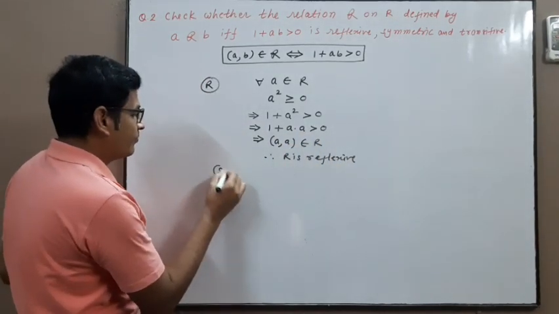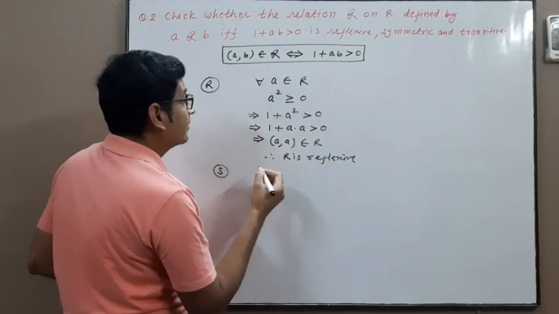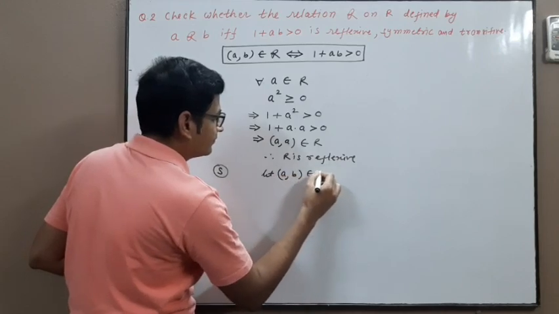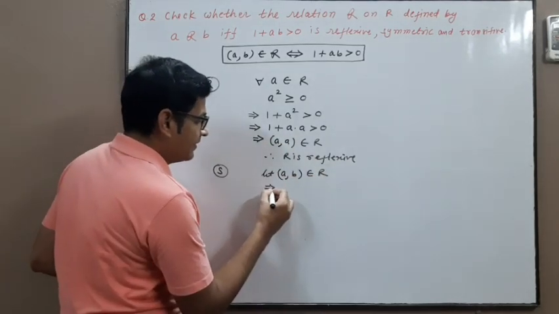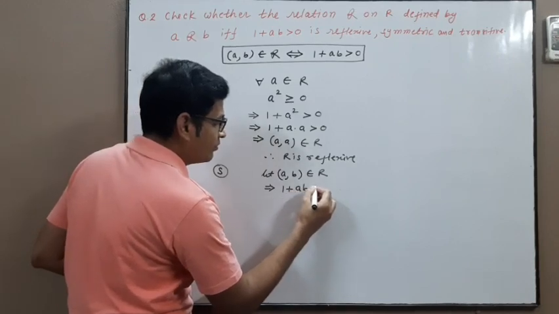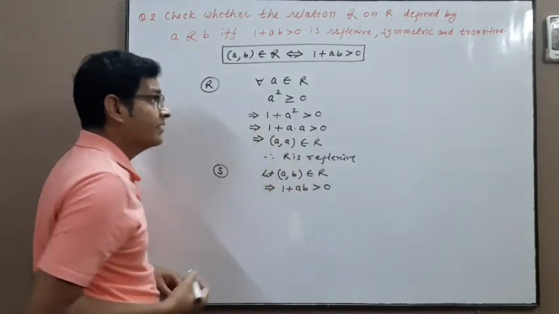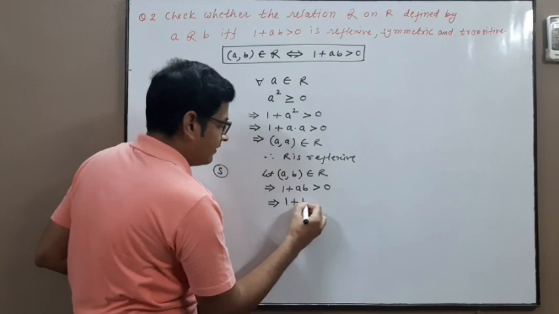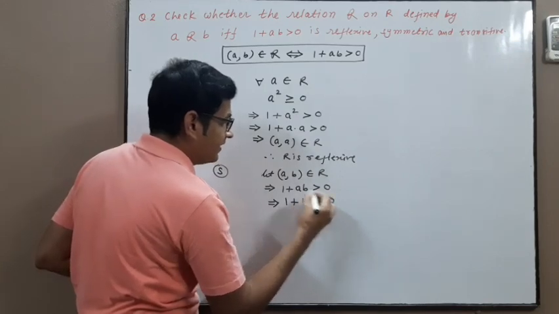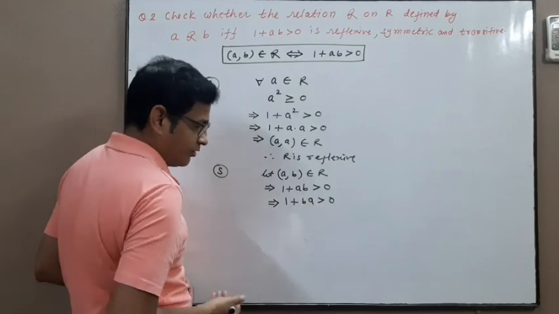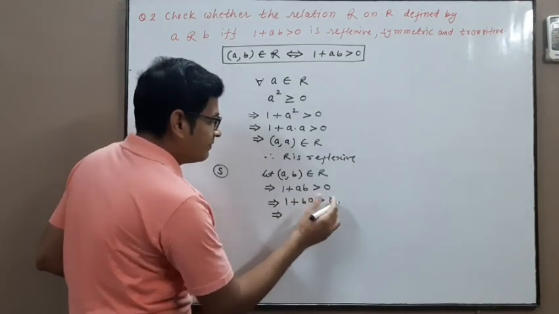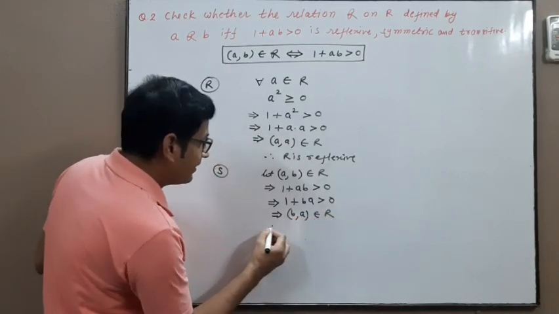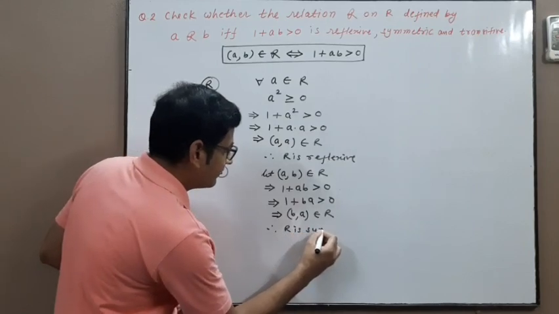For symmetric, let (a, b) belong to R, which implies 1 + ab > 0 by definition. If we interchange the positions of a and b, then still 1 + ba > 0, because real numbers are commutative. So 1 + ba > 0 means (b, a) belongs to relation R. Therefore R is symmetric.